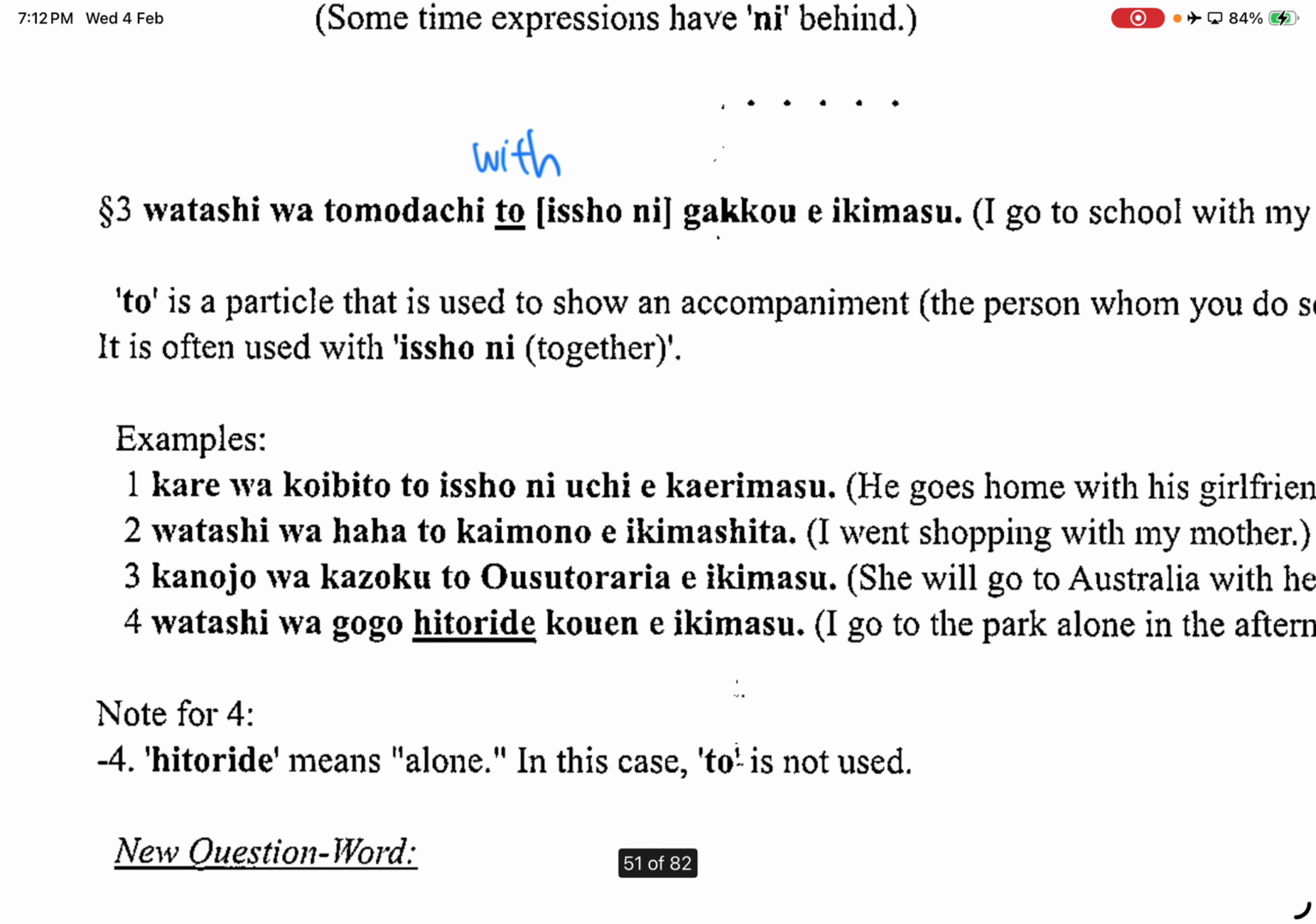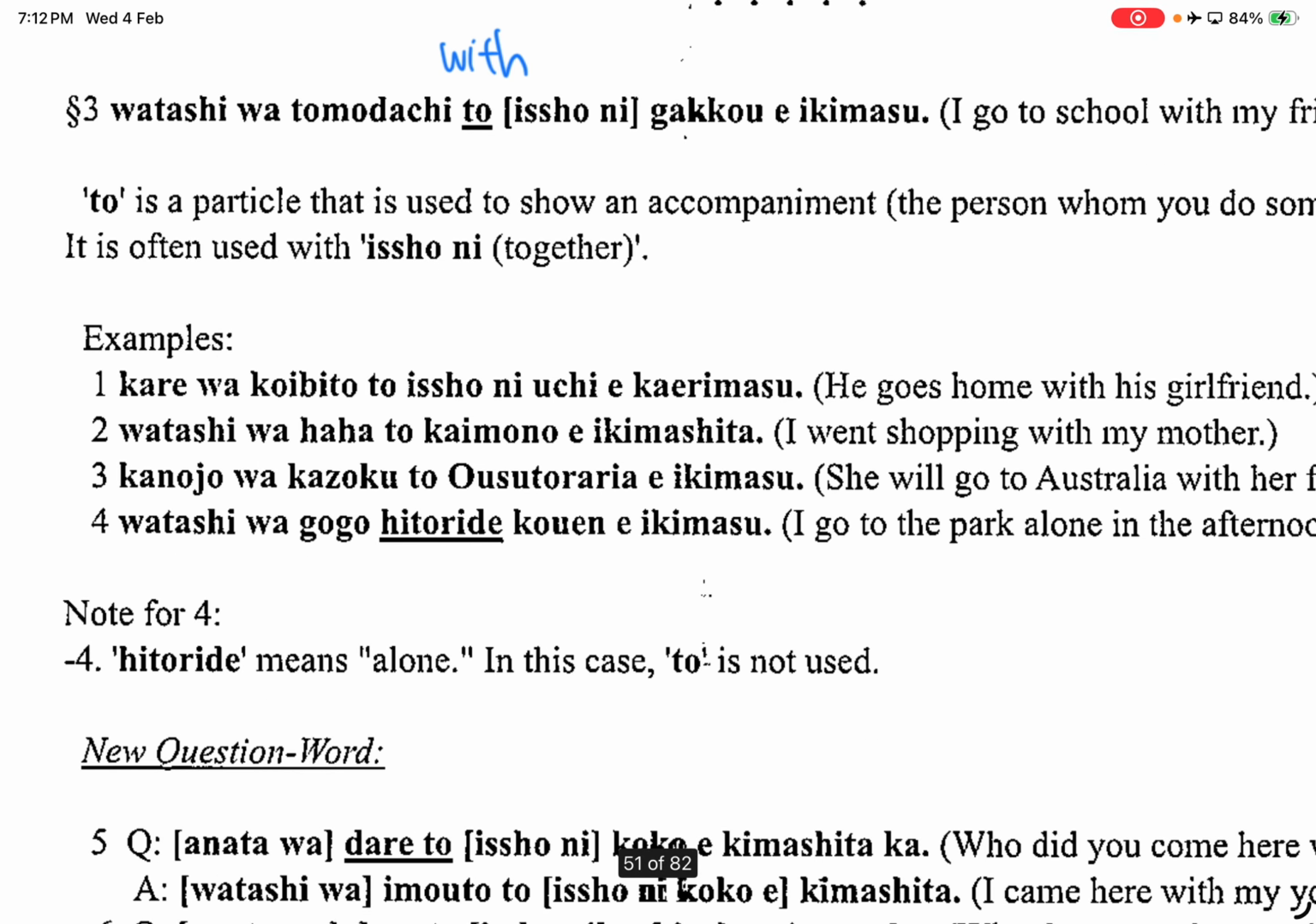Next, we learned the accompaniment particle. Accompaniment means you are accompanied by another person, or another animated item. In this case, tomodachi to. To means with, like together with this person. The best equivalent we have in English is "with". When we have this to, it already shows that you are with this person, so there is no need to say together. So ishoni is in square brackets.